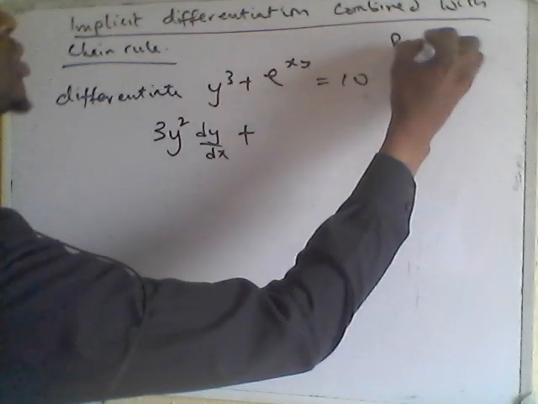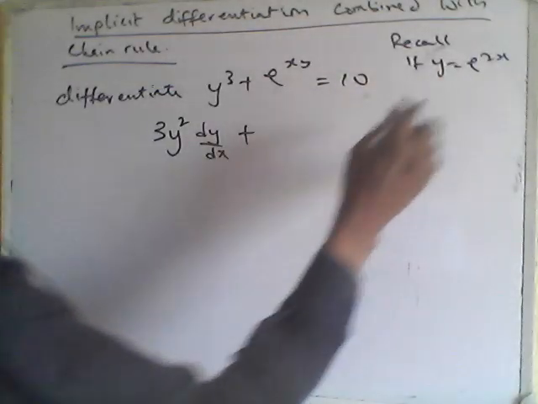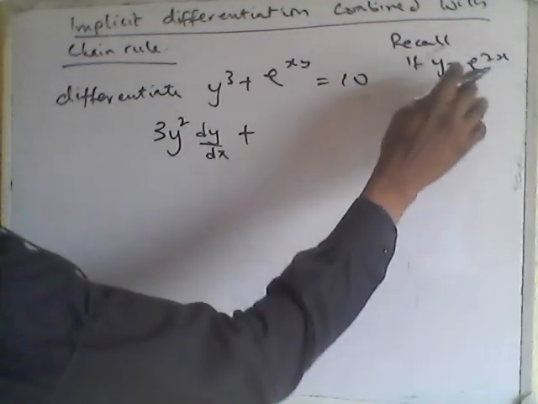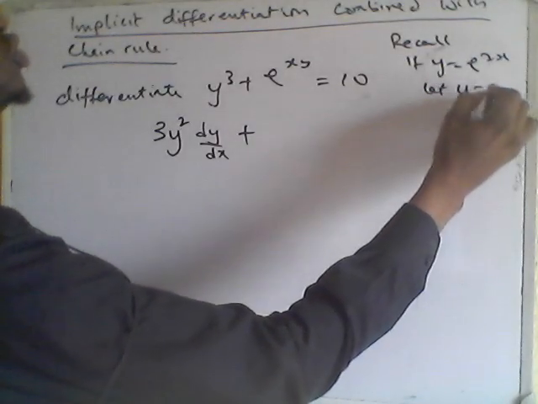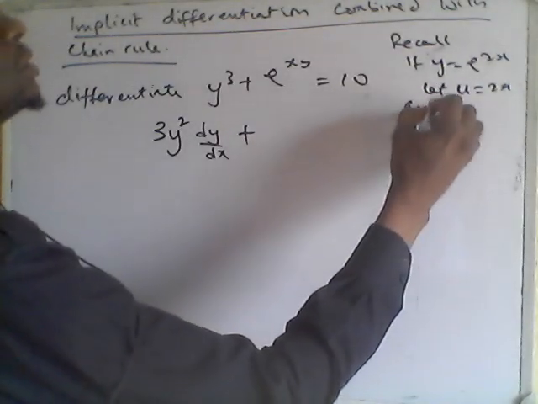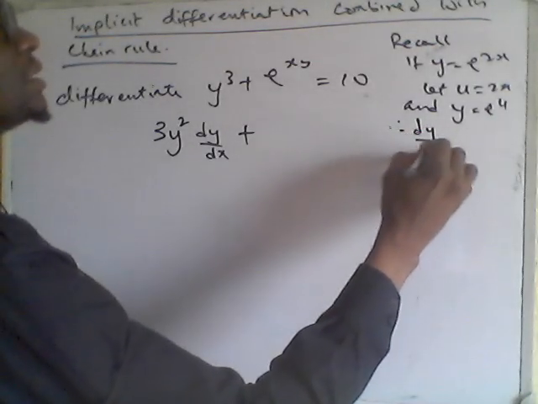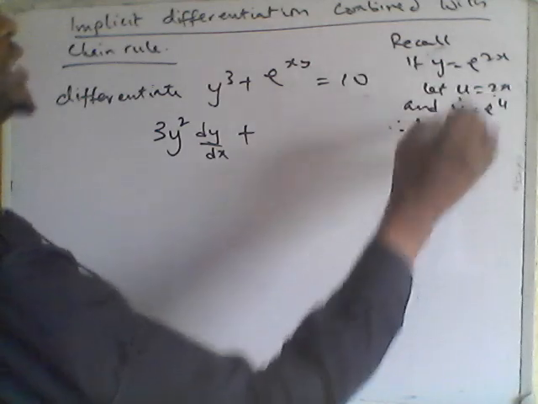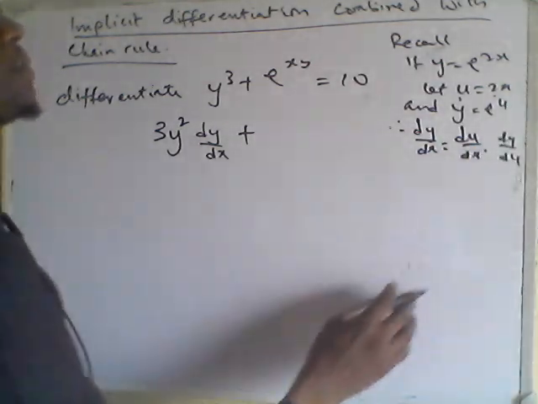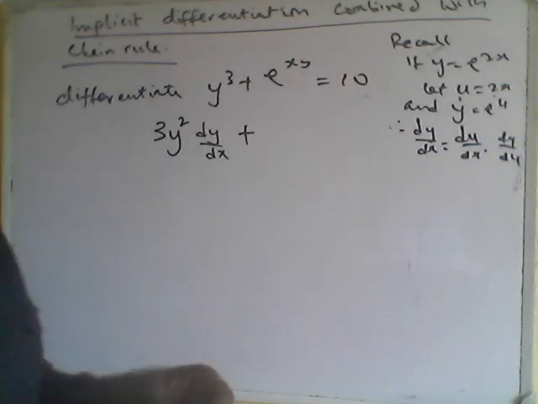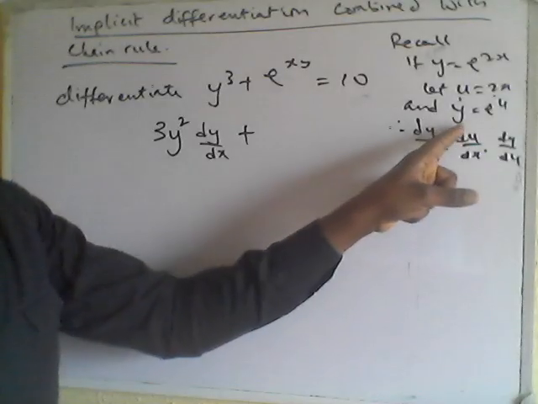Recall, if I have y equals exponential 2x, for instance, for chain differentiation I say let u equals 2x, and y equals exponential u. Therefore, dy/dx equals du/dx times dy/du. So this u here is the inside function, and this y here is the outside function.